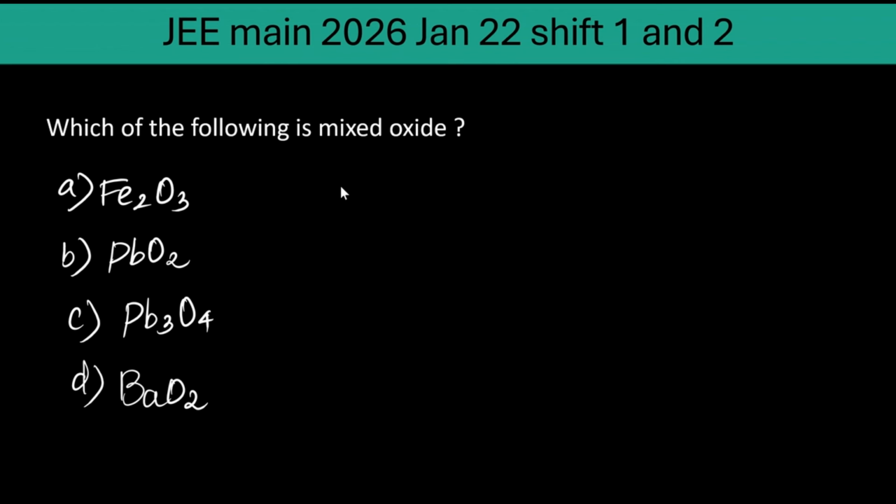Then, which of the following is a mixed oxide? Straightforward question. This we know, which is Pb3O4. Mixed oxide means what? The compound containing the metal in two different oxidation states. Right. So in the first one, iron is having +3 oxidation state. Here lead is having +4 oxidation state. But this red lead has a combined state, 2+ also, 4+ also. Right. And barium here, this is barium peroxide, so that is not a mixed oxide.